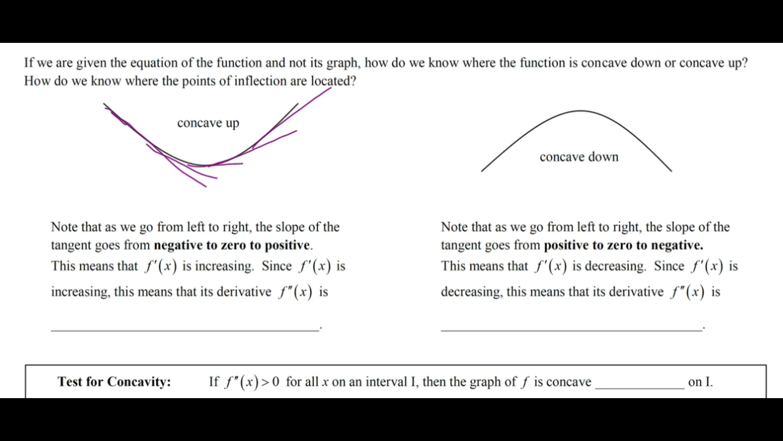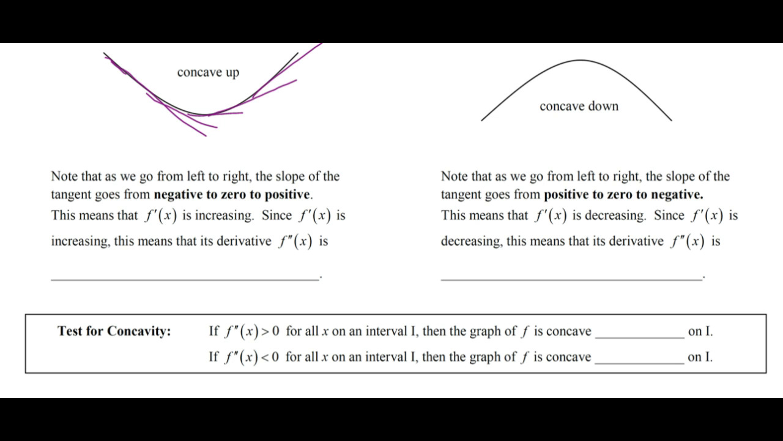So what are these slopes? They're the slope of the tangent line, which is f prime of x, and it's going from negative to 0 to positive. It's increasing. Since f prime of x is increasing, this means that its derivative is, not if it's increasing.